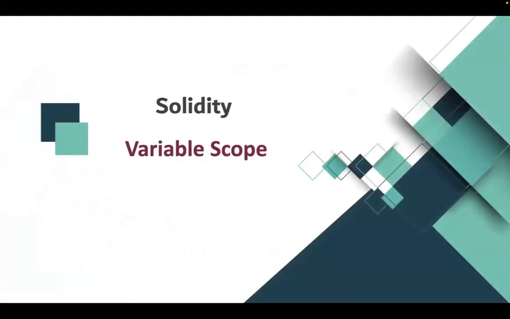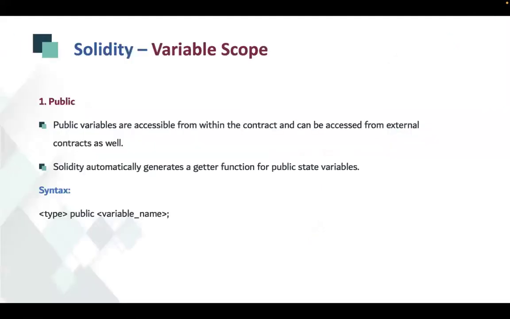In addition to different types of variables, Solidity also has variable scope modifiers that determine the visibility and accessibility of the variable. Let's explore each of them. We have public variables. They are accessible from within the contract and can be accessed from external contracts as well. And Solidity automatically generates a getter function for public state variables.